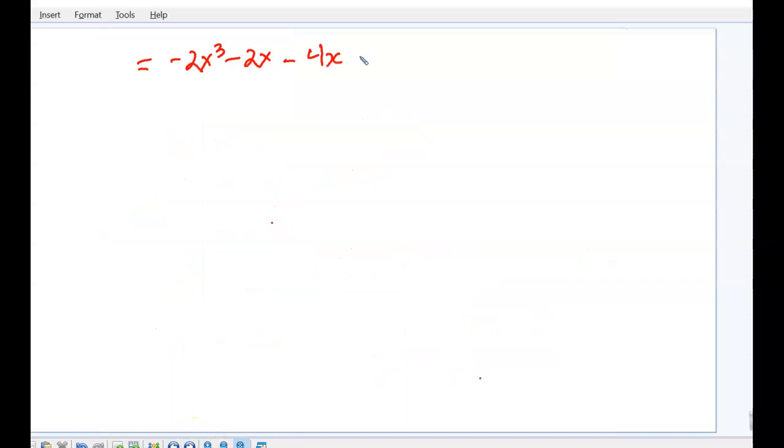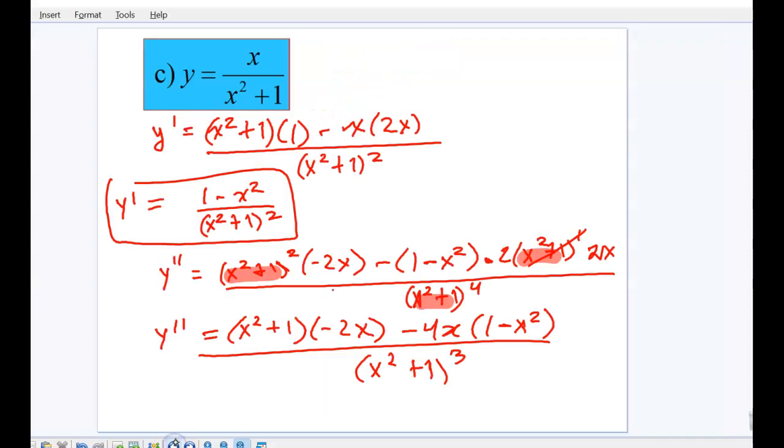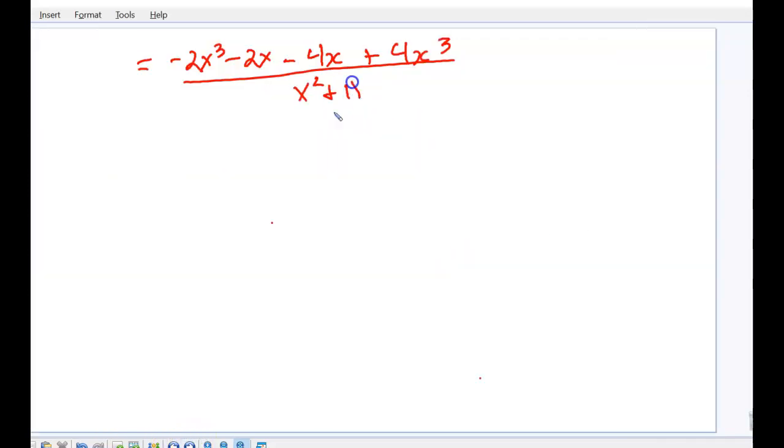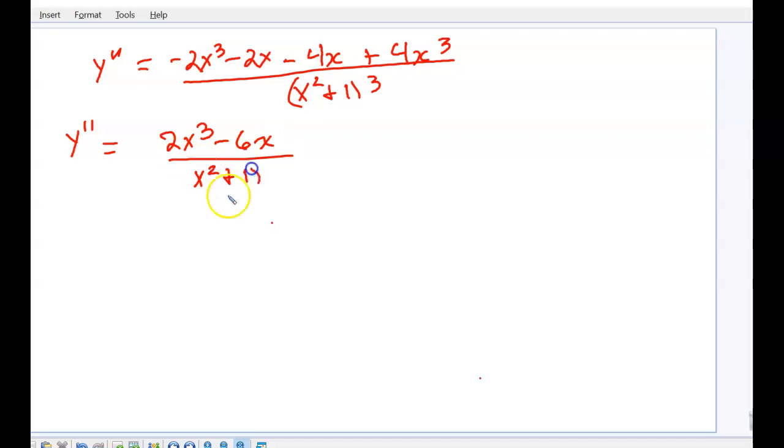Sorry, plus 4x cubed all over x squared plus 1 cubed. And if I simplify in the last step, I'm going to end up with 2x cubed minus 6x all over x squared plus 1 all cubed.